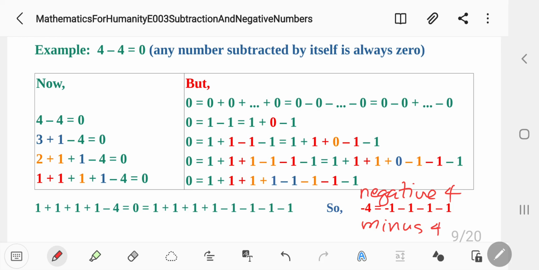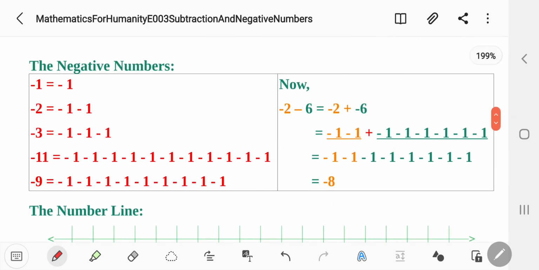Now, let's proceed. The negative numbers, since you can write 4 into minus 1, minus 1, minus 1, minus 1, you can also write negative 1 as minus 1. Or negative 2 is minus 1, minus 1. Or negative 3 as minus 1, minus 1, minus 1. Or negative 11 as eleven minus 1s. Or for the negative 9, you have 9 minus 1s.